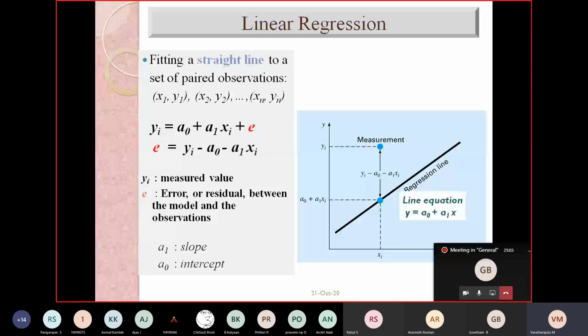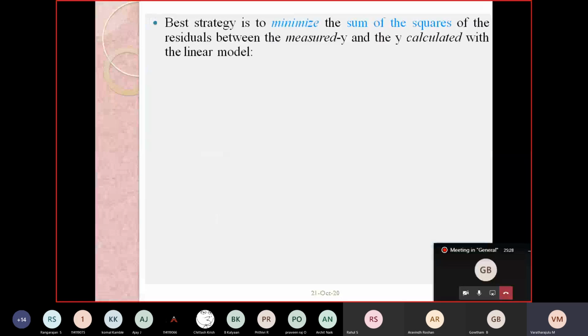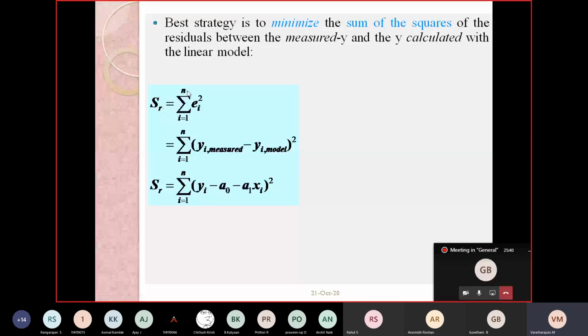We can add or subtract with the basic information, and we can find very reliable information. That is why we are concerned about the reduction of the error, that is, error minimization. As I said earlier, a1 is the slope and a0 is the intercept, and the strategy is to minimize the sum of squares of the residual between the measured y and the y calculated with the linear model. And this is SR.